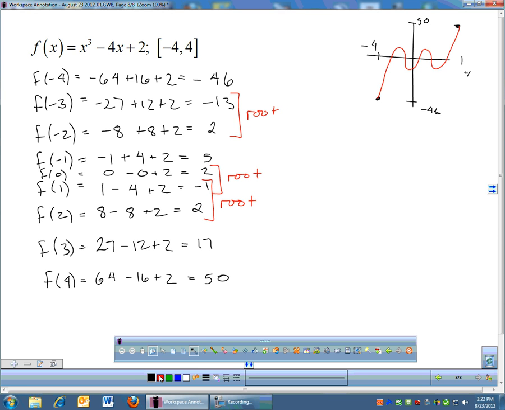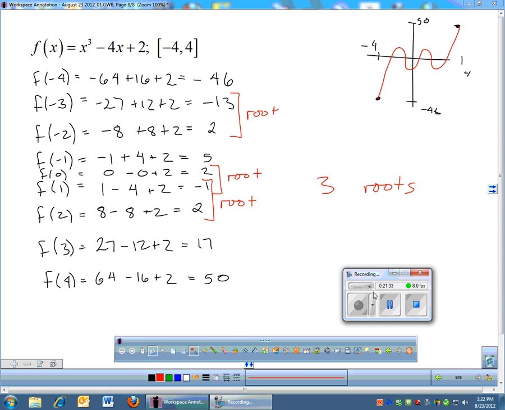So actually we ended up having 3 roots. And that was proven by the intermediate value theorem. If you go from a negative to a positive, you have to hit 0 somewhere en route. And that's the intermediate value theorem, and now I'm done.